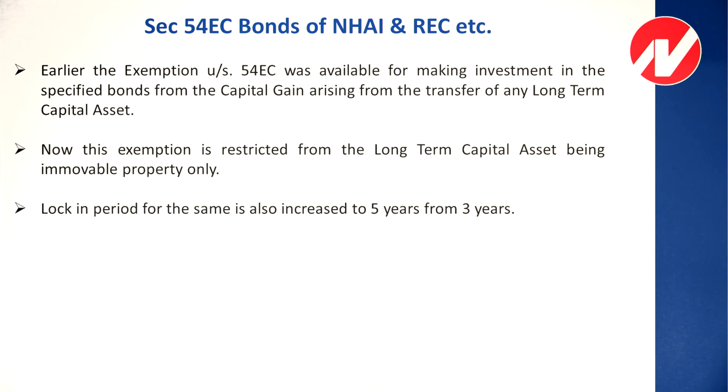In a nutshell, if we read the section, it goes this way. Any assessee selling a long-term capital asset being immovable property and making investment in the bonds of NHAI, REC or any other specified bonds within a period of 6 months from the date of transfer, the capital gain is going to be exempt to the extent the investment is made, subject to the investment not exceeding 50 lakh in the previous year and the immediate succeeding previous year. There is a lock-in period of 5 years in place of 3 years. Both the changes made in 54EC are restricting the investment in the bonds of NHAI REC.